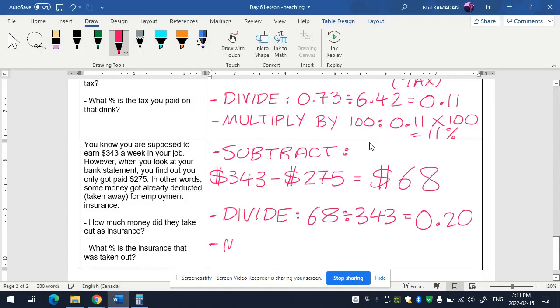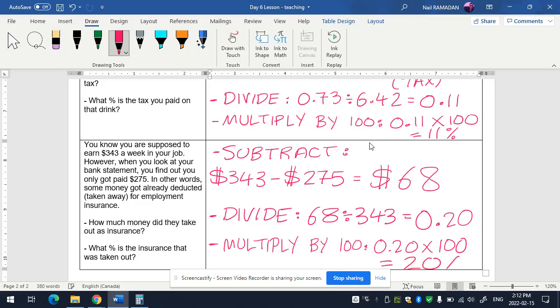And then what do you do? You multiply by 100. 20% got deducted from your paycheck. So 0.20 times 100 is equal to 20. You don't say 20, you have to say 20%. Remember, 20 and 20% are not the same thing. 20 is like an amount of money. 20% is a part of money. 20% got deducted.